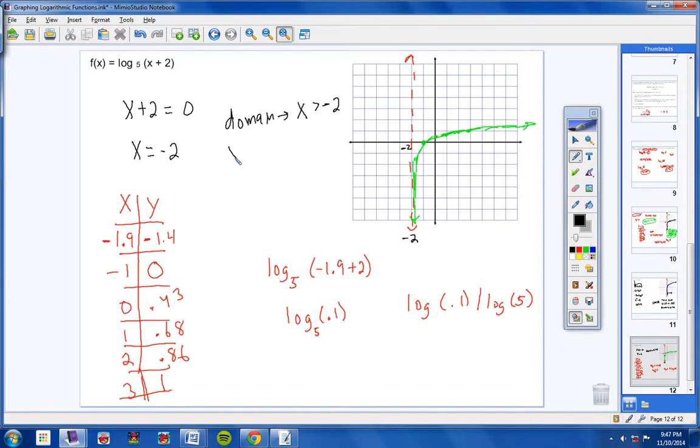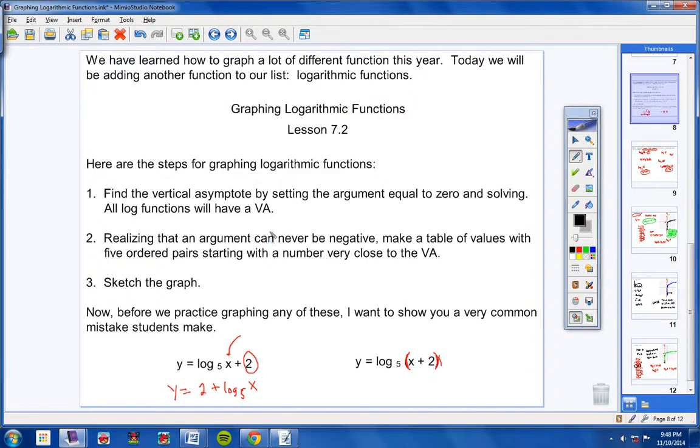Now your x-intercept was found for you already right here. Here's y is 0, so your x-intercept is negative 1. And then your vertical asymptote would be x equals what? Negative 2. x equals negative 2. Students, if you will learn these 3 steps right here, you will do fine on graphing logarithmic functions, okay?